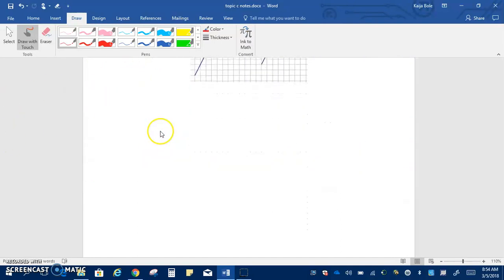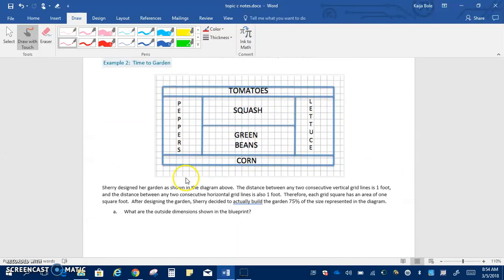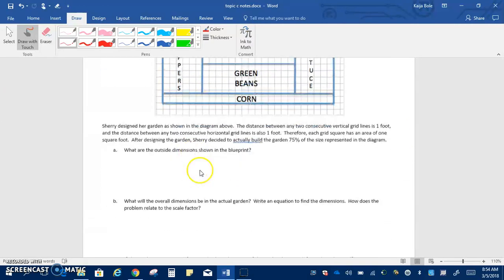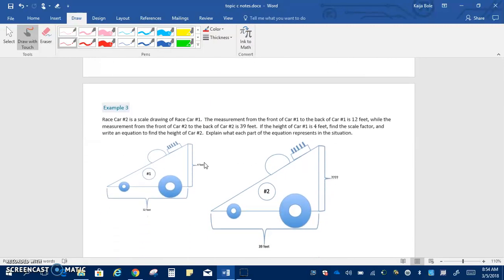Okay, so go ahead and flip the page. We are going to skip this page right now, and we're going to go over to example 3.